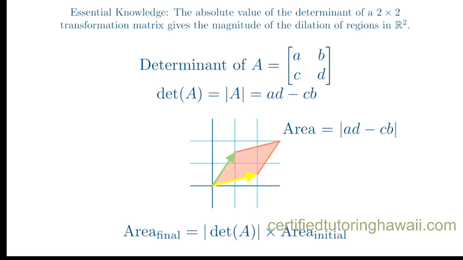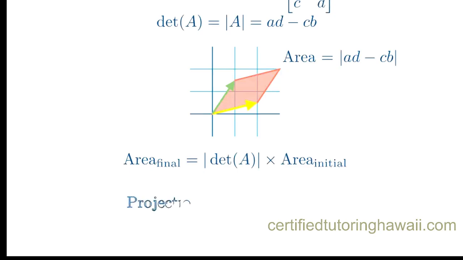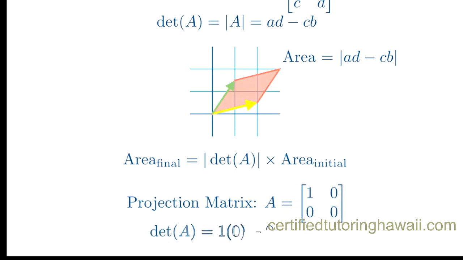Let's revisit our projection matrix [1, 0; 0, 0]. The determinant is 1 times 0 minus 0 times 0, which is 0. A 0 determinant means the area is scaled by a factor of 0. This makes perfect sense because projecting a 2D shape onto the x-axis collapses it into a 1D line segment, which has no area.